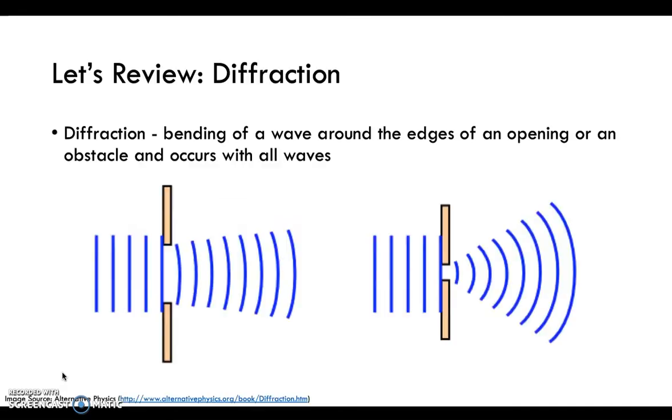So today we're going to be talking about Rayleigh's criterion, but before we can talk about it and really understand it, we first have to understand what diffraction and resolution are.